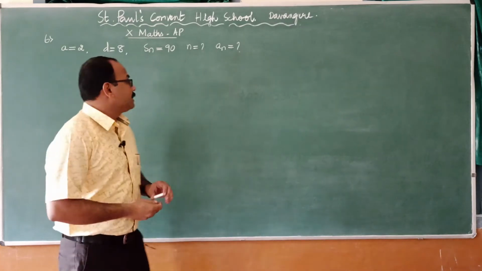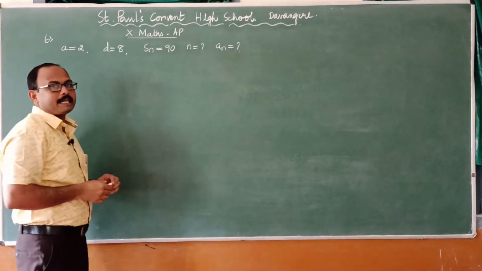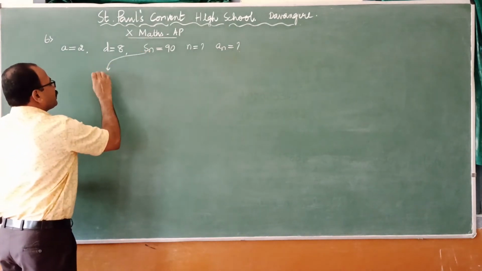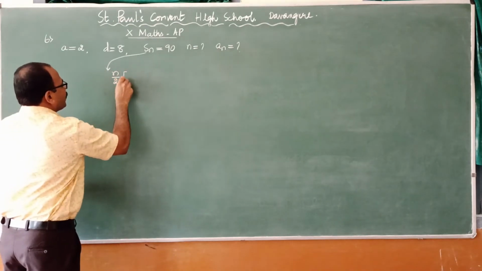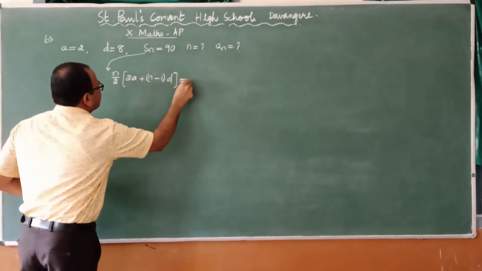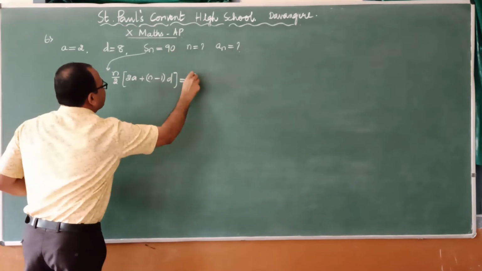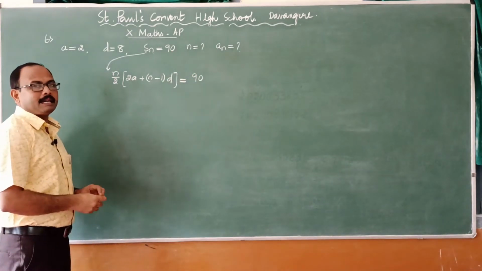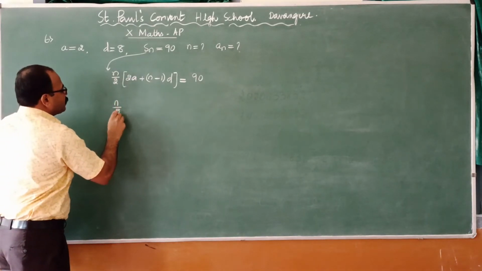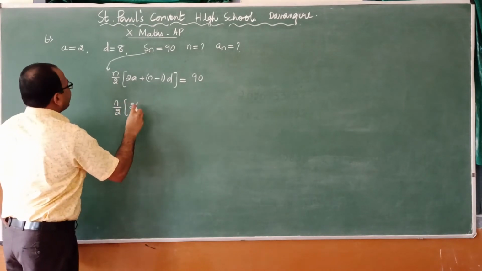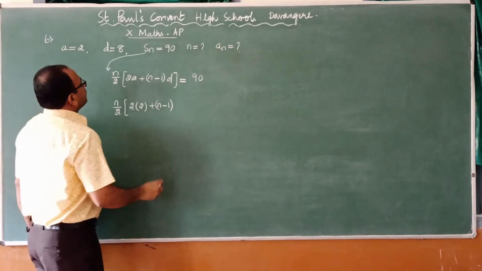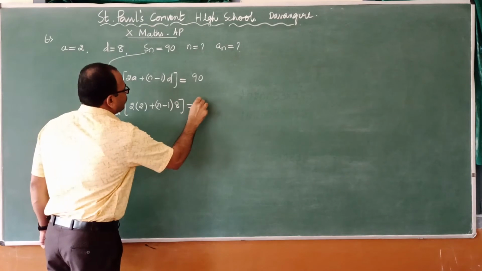Here we are familiar with the given formula of Sn. Let me take this Sn formula, children. We know that Sn is n by 2 into 2a plus n minus 1 into d, which is about 90. Formula I have written. Then the substitution and simplification part. N we do not know. n by 2 into 2 into a, which is 2, plus n minus 1 into d, which is 8, is equal to 90.